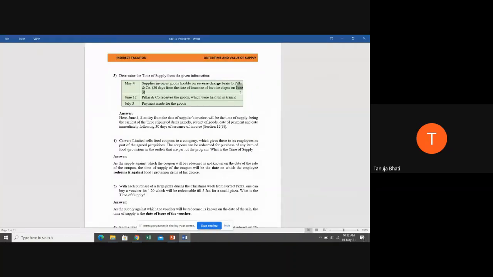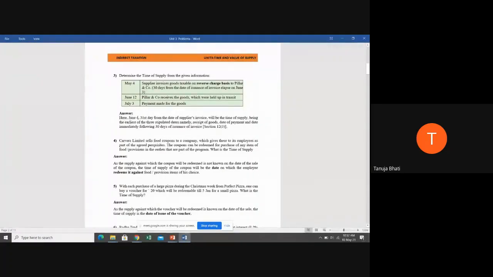So which is the earlier date among these three dates, students? June 4. June 4. So what will be your answer? Here, June 4, being the 31st day from the date of supplier's invoice, will be the time of supply, being the earlier of three stipulated dates, namely receipt of goods, date of payment, and date immediately following 30 days of the issue of invoice. This is as per section 12 subsection 3.